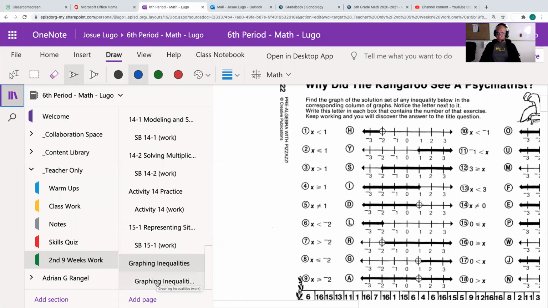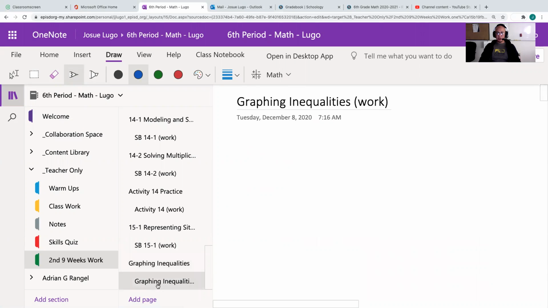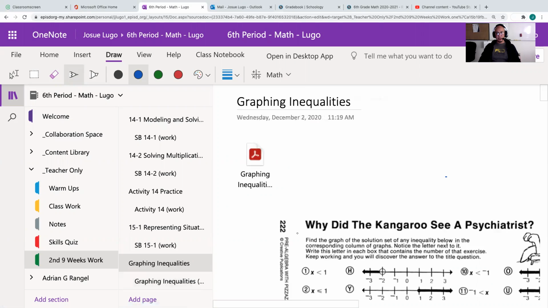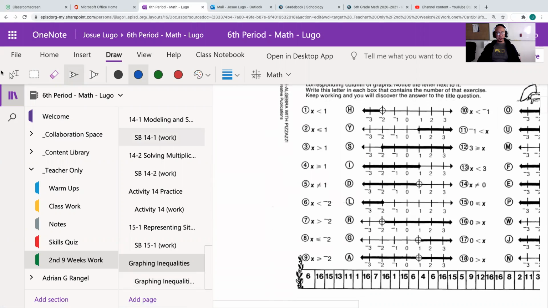I do want you guys to show your work on your notebook. So whatever you see me writing here with my ink is what you're writing in your notebook. I do want you to show your work. And I'm not going to go through all of them, but I do want you to post a picture of your completed work here onto OneNote. All right, so let's go ahead and begin.